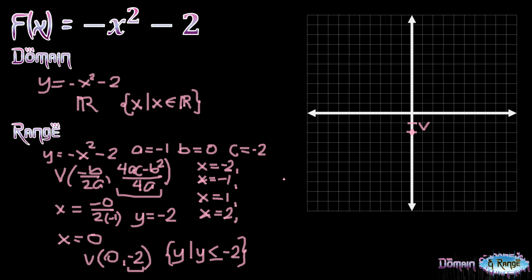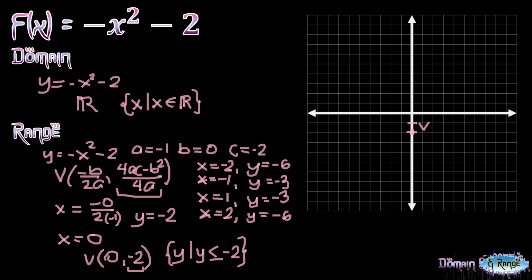Negative 2, the square of negative 2 is positive 4. Negative of 4 minus 2, so y here is negative 6. Next, if it's negative 1, the square of negative 1 is 1, but we still have the negative here. Negative of 1 minus 2, y is negative 3. If x is 1, the square of 1 is 1, but we have a negative here as well, so that's negative 3, just like for negative 1. And for positive 2, the square of that is 4. We have negative of 4 minus 2. Our y is negative 6.